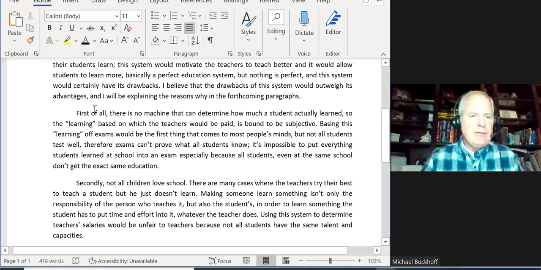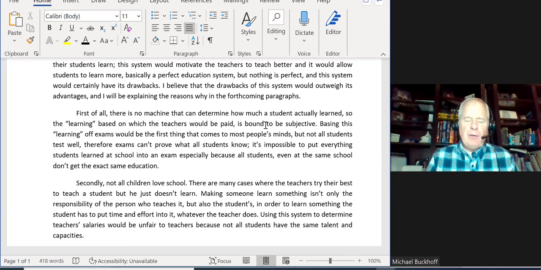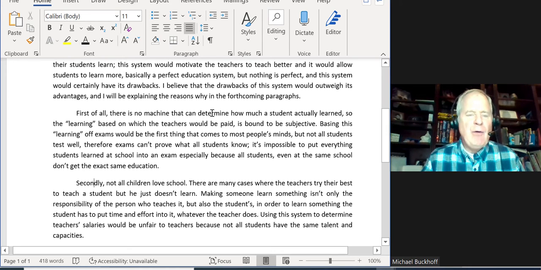Now, the other thing is, try to get a little more specific. There's no machine that can determine how much a student actually learned. So can you give a specific example that can illustrate this? So you can have a little bit more detail in there, something very specific. You might have an experience from your own situation, or someone that you know close to you, and then you can talk about that and show how it's not possible to measure how much students learn.